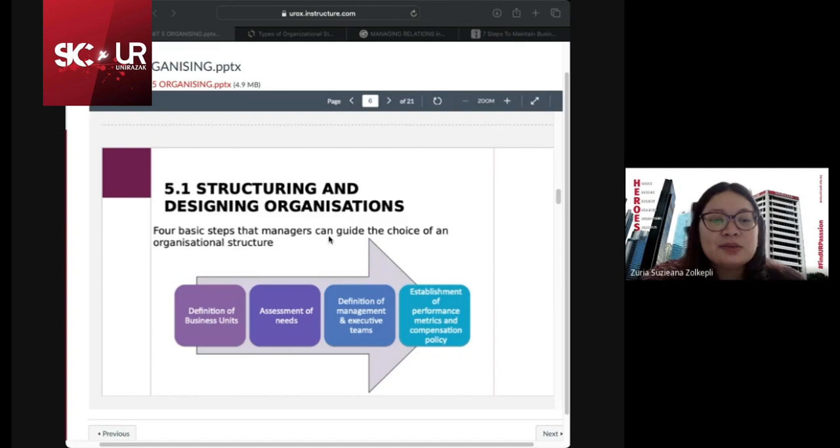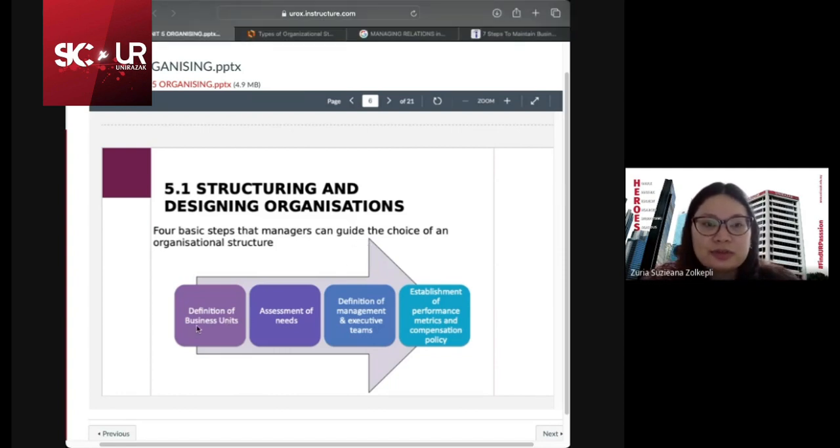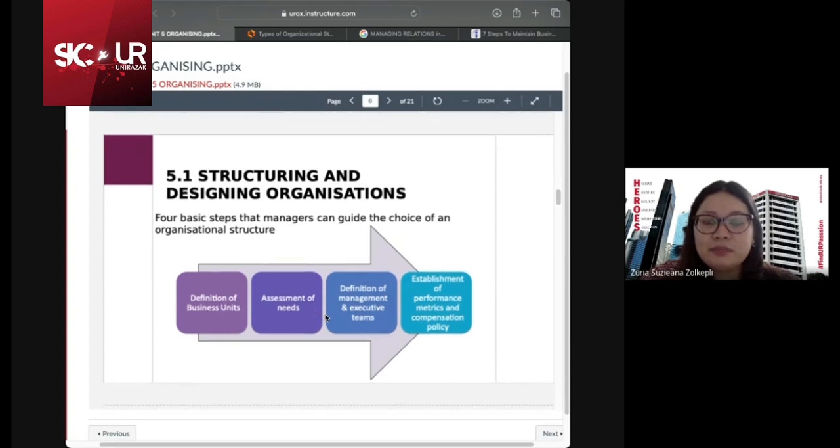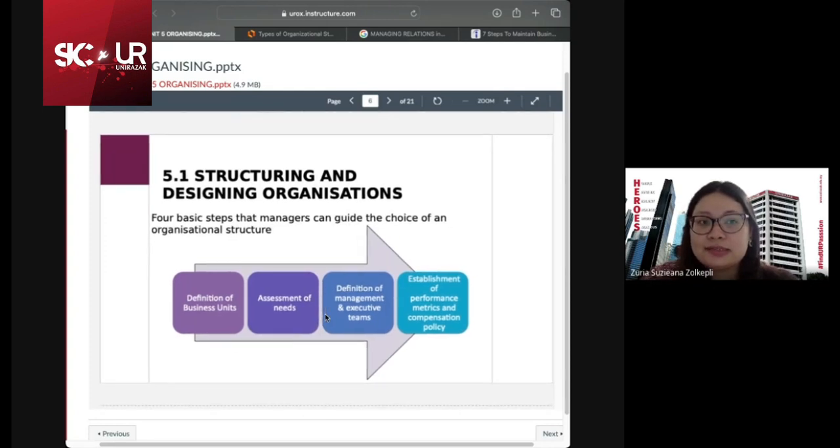Okay, so let's go here. The basic steps that managers can follow, like I've mentioned just now, are the definition of business units, and then the assessment of the needs based on your company's mission, goals, aims, and targets. Then the definition of the management and the executive team. Not every company has the same job titles, executive teams, or even departments. Not every company has the same management structure. So it depends on your company how to define management.